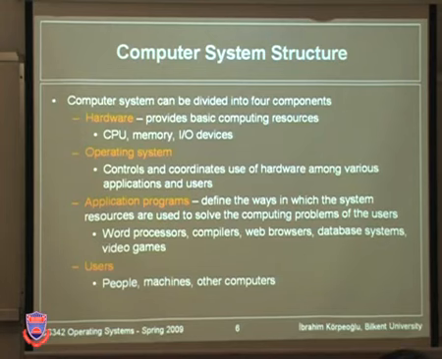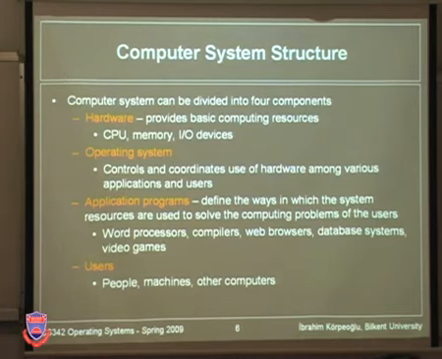As the third component, we have the application programs. They are the useful programs that you use to do something. Those application programs define the ways in which the system resources, the hardware and so on, are used to solve the computing problems of the users.